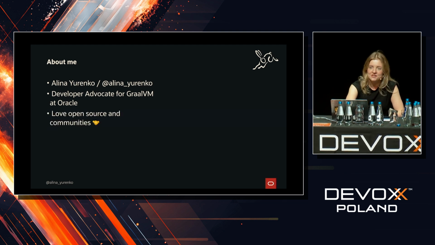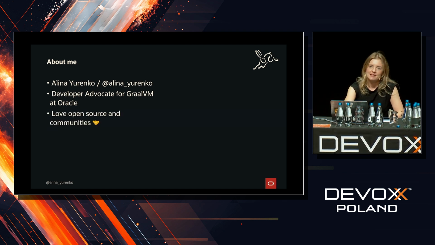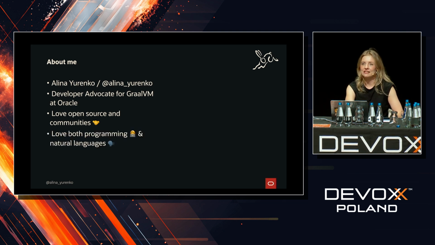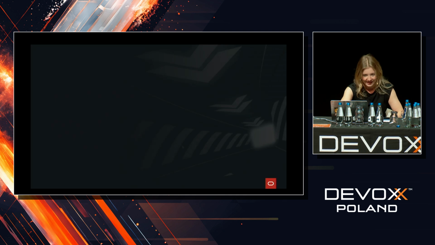And I love open source and communities. That's why I like coming to places like this, where I get to talk to people in person. And I love both programming and natural languages. I have this interesting skill in Polish, where I cannot really speak it, but I understand it quite well. So if you want to test my Polish, you can talk to me during the breaks, and we can see how well I can do. And the last random fact about me is I'm both a cat and dog person. I own a cat, but if you're a dog person, don't come after me. I love dogs as well.